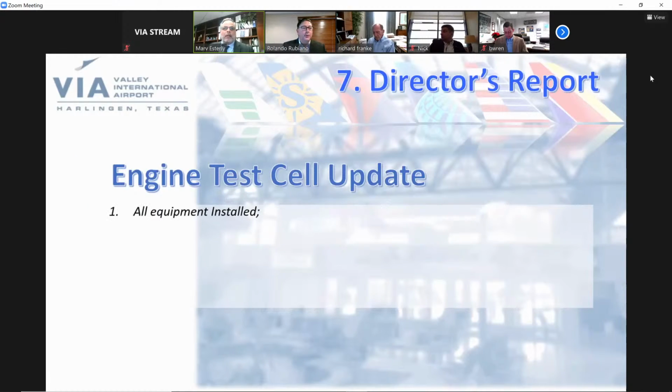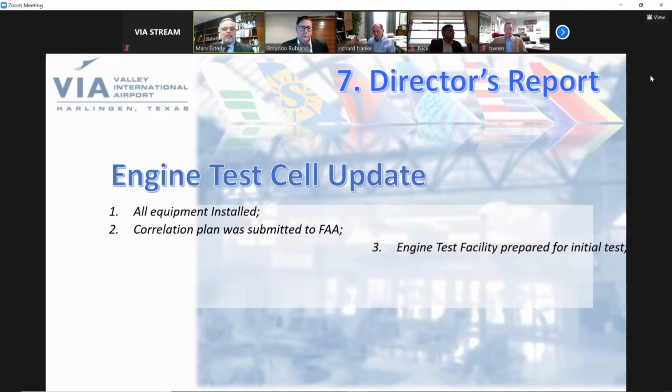Okay, I want to bring everyone up to speed on the test cell. We made quite a bit of progress, and we are just waiting on the FAA at the moment. But all the equipment has been installed. TIA had put together the correlation plan that was submitted to the FAA prior to the Thanksgiving holidays, and of course the holidays slowed the FAA down. They're still working at home, and they have engineers looking at everything else. But that didn't stop everything.